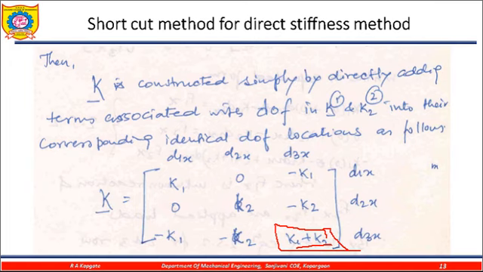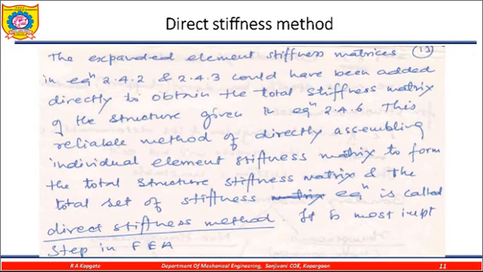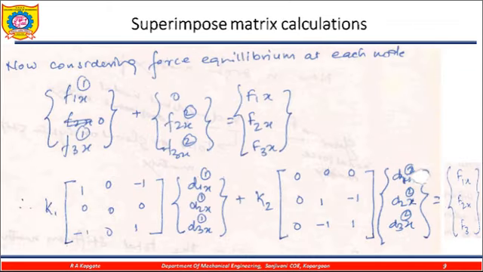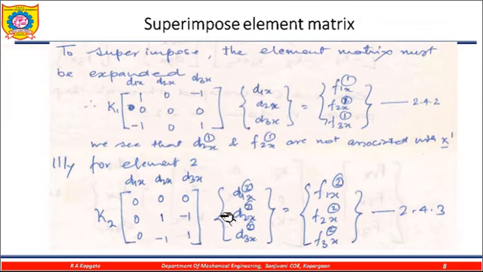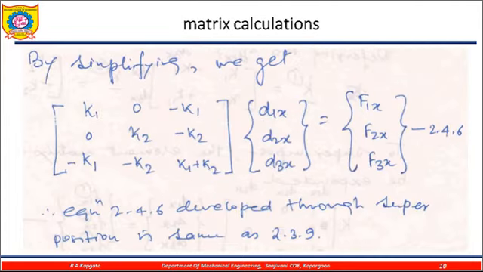Now why are we doing this? Because these are the local coordinate systems. This is the local, or elemental, stiffness matrix, and when we add them, we get the global one. So this is the global.